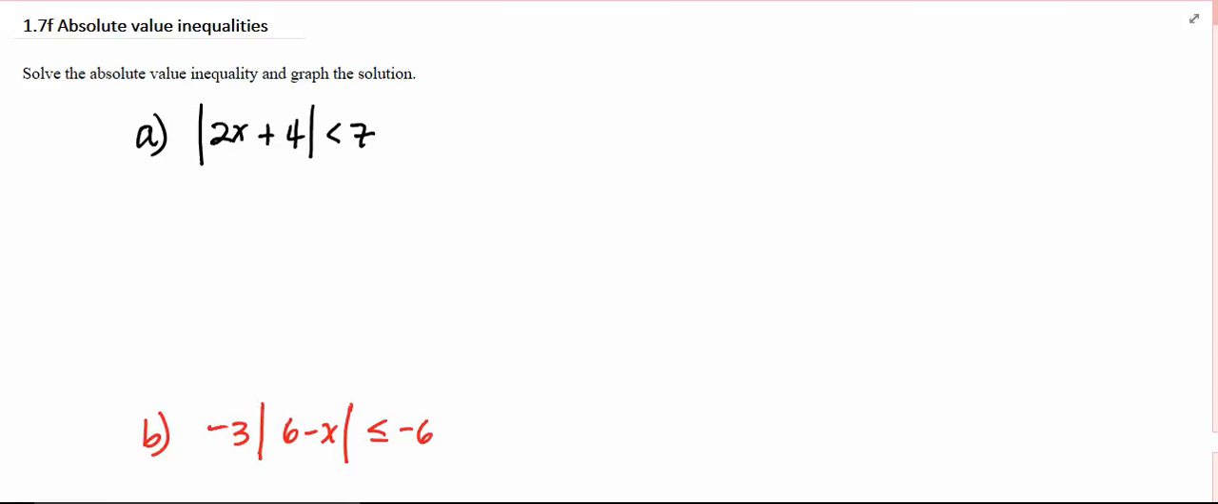We're going to solve absolute value inequalities now in this video. It says solve the absolute value inequality and graph the solution. So when we're solving absolute value, any kind of absolute value problem, whether it's an equation or an inequality, we're going to have two cases. And the very first thing we need to do before we write the two cases is to isolate the absolute value.